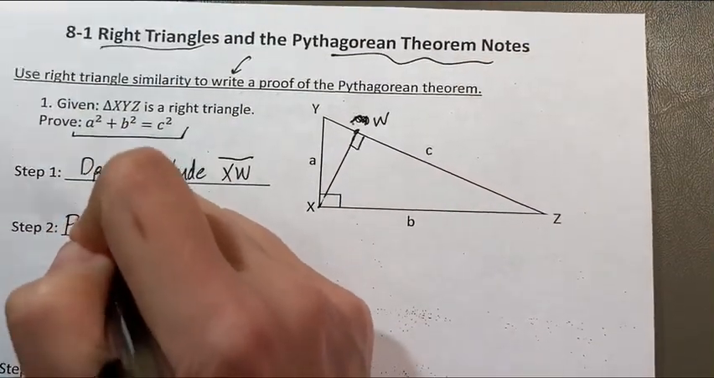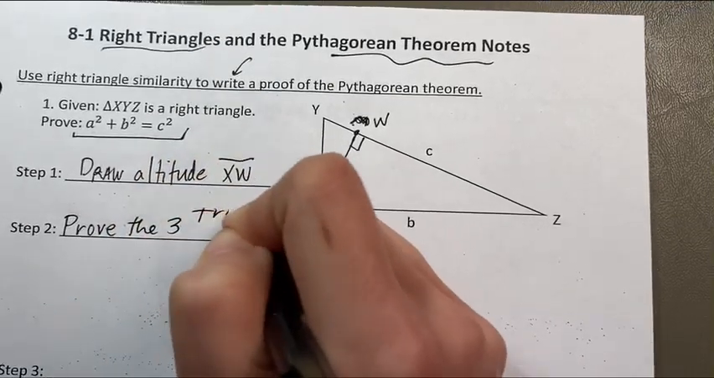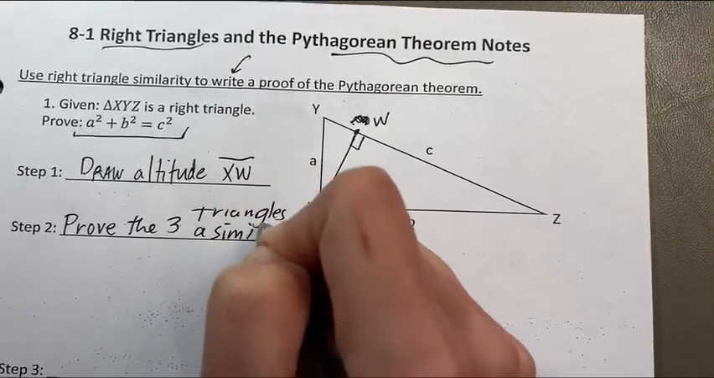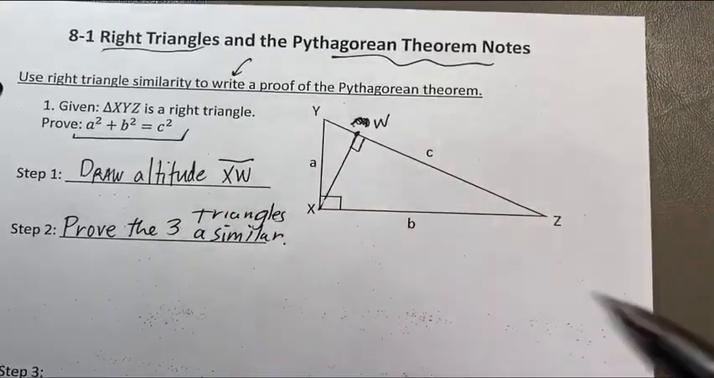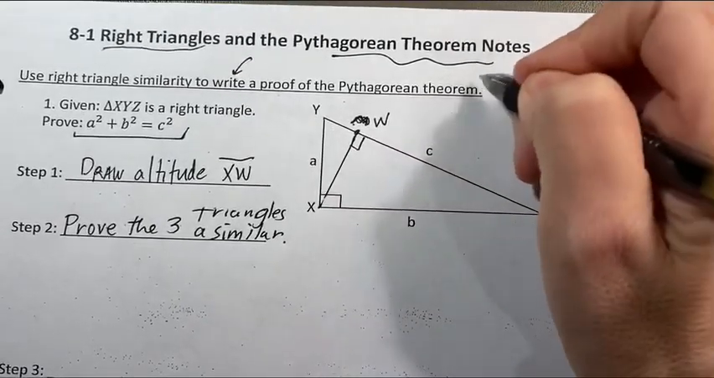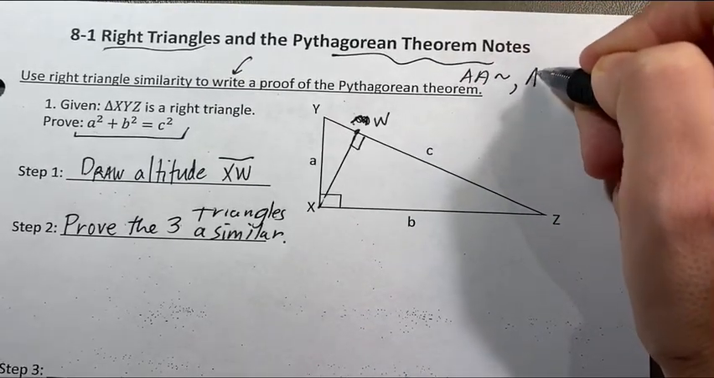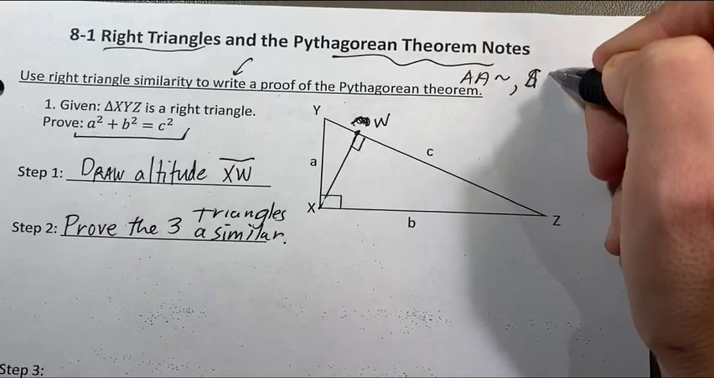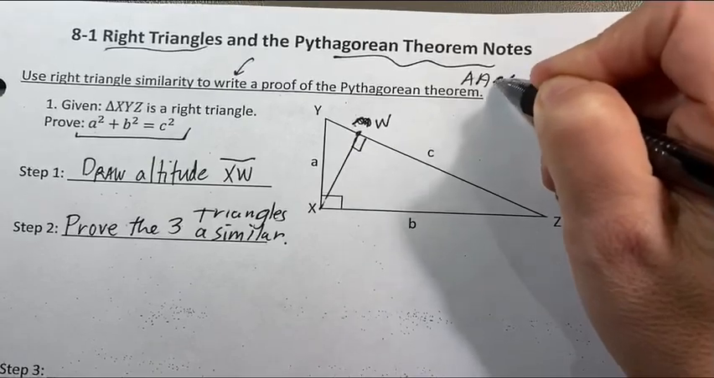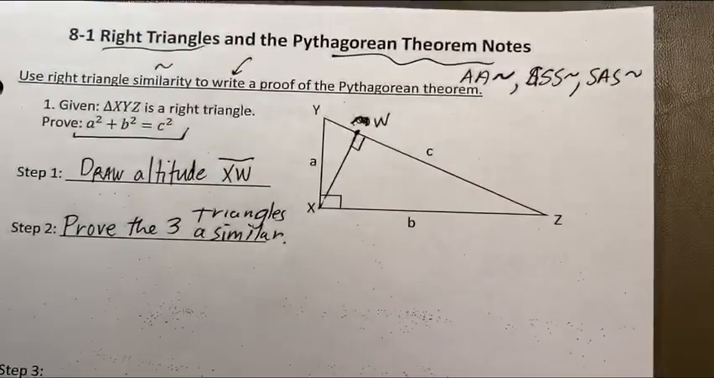Step two, we need to prove that these triangles are similar, and that's what we've been working on previously. So we have three similarity theorems: angle-angle similarity, side-side-side similarity, and side-angle-side similarity. And this symbol is a shortcut instead of writing out the word similarity. That's what this symbol means, similarity, okay?